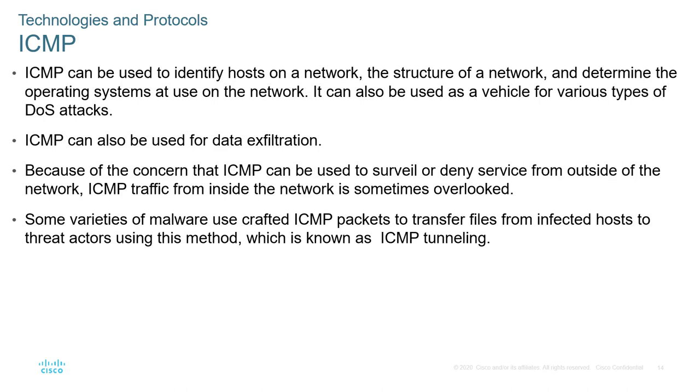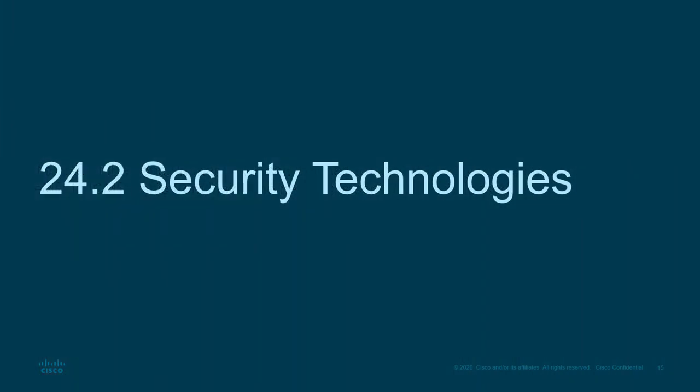Remember that ICMP is the Internet Control Message Protocol, and it can be used to subvert or deny services from outside of the network. ICMP traffic from inside the network is often overlooked because it's normally seen as normal traffic. But in some varieties of malware, they can use a crafted ICMP packet to transfer files from infected hosts to a threat actor. This is known as ICMP tunneling. So those are some of the main protocols for this chapter.